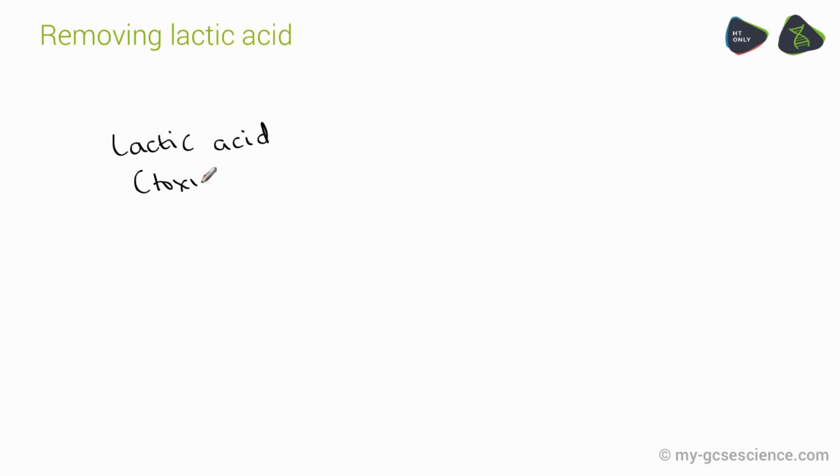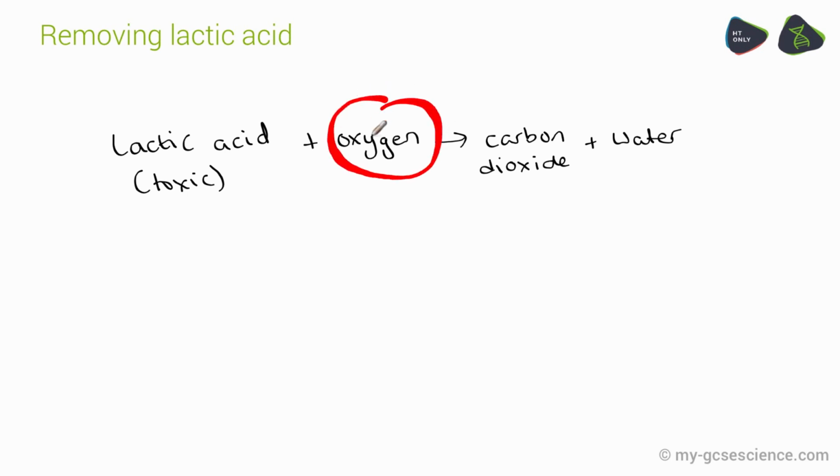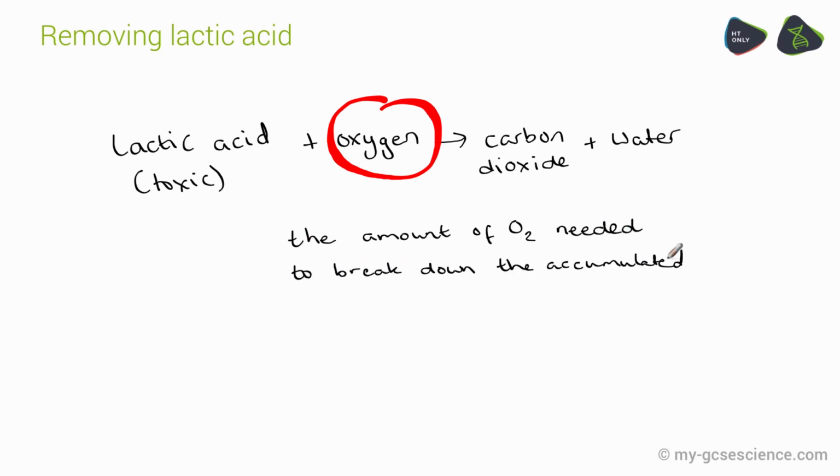Lactic acid initially is dealt with in the muscle cells by combining with oxygen to form carbon dioxide and water. This is why at the end of an anaerobic form of exercise, a person will actually continue breathing at a very heavy rate instead of their breathing rate starting to fall. And this is because depending on how much lactic acid you've been producing in that period of time that you've been exercising, you will need a certain proportion of oxygen to break down that lactic acid, and the amount of oxygen needed to break down the accumulated lactic acid is known as the oxygen debt.